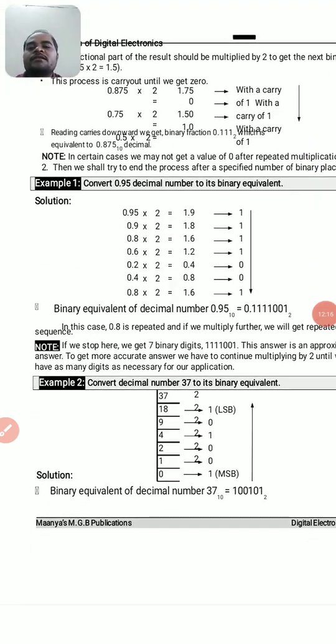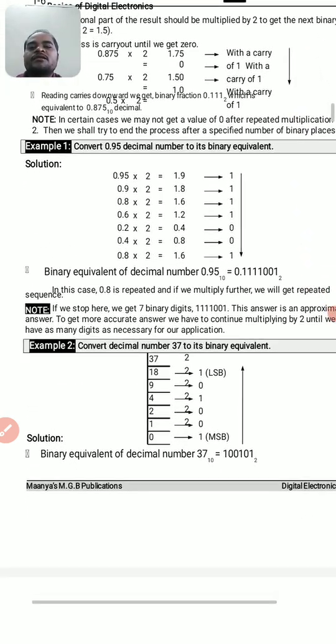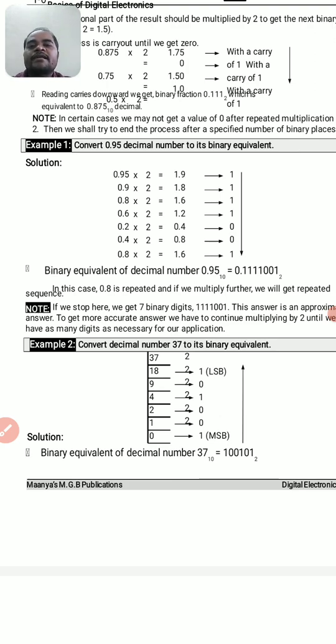So the next one is given, and one example is also given. How to convert the decimal number 0.95 into its equivalent binary number. We multiply 0.95 with 2 and get 1.9, so the integer part is 1. After that we multiply 0.9 with 2 and get 1.8, taking the integer part 1. Next, 0.8 is multiplied with 2 and we get 1.6, so the integer part is 1.